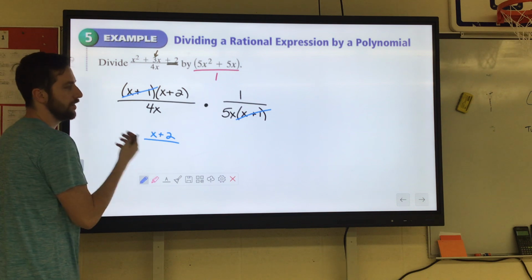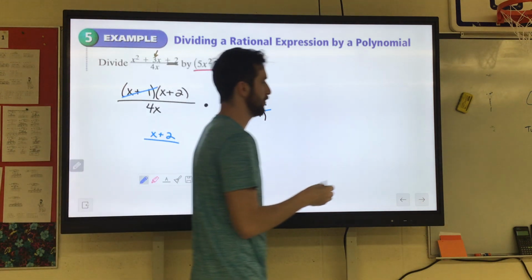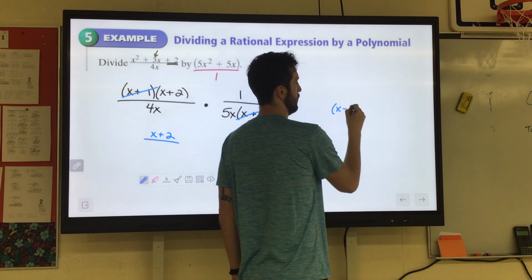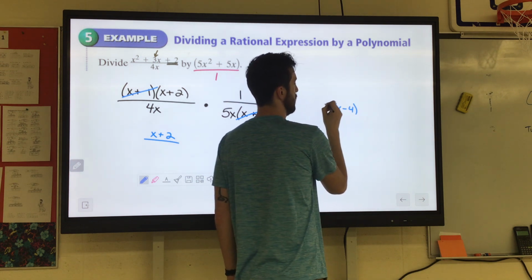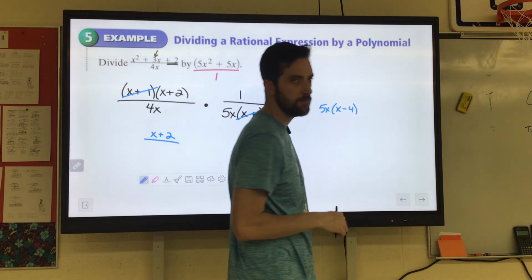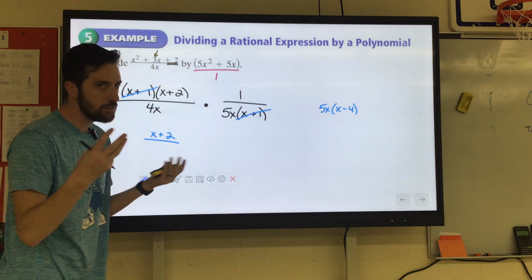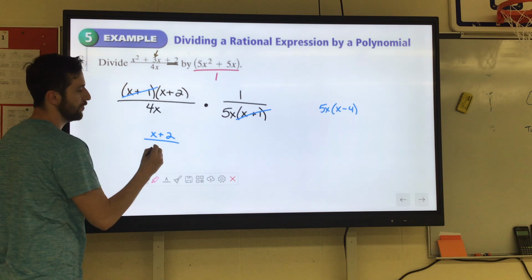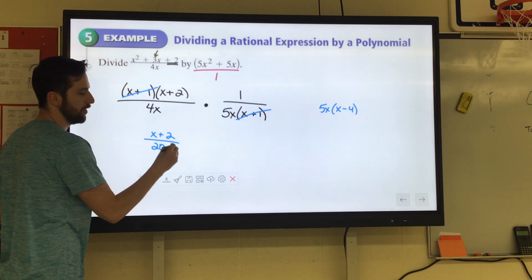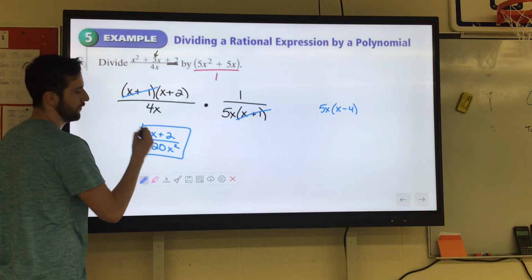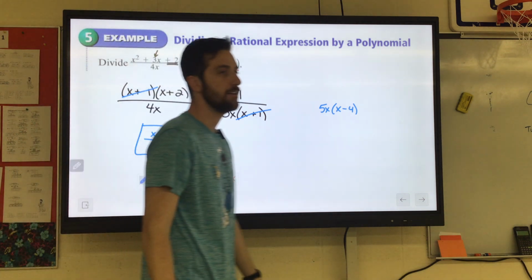Denominator. Now, I've been saying we don't need to multiply them. That was like when we had x minus 4 times 5x. You don't need to multiply them like that. But these are just a monomial times a monomial. So we could just multiply them. 4 times 5 is 20. x times x is x squared. That would be our final answer.